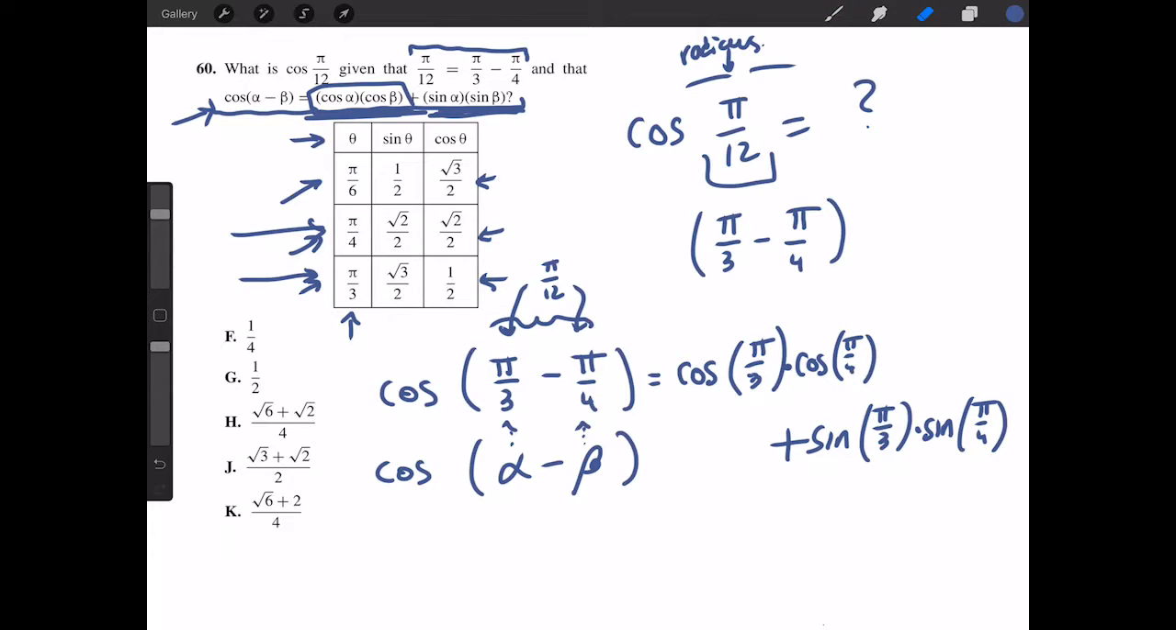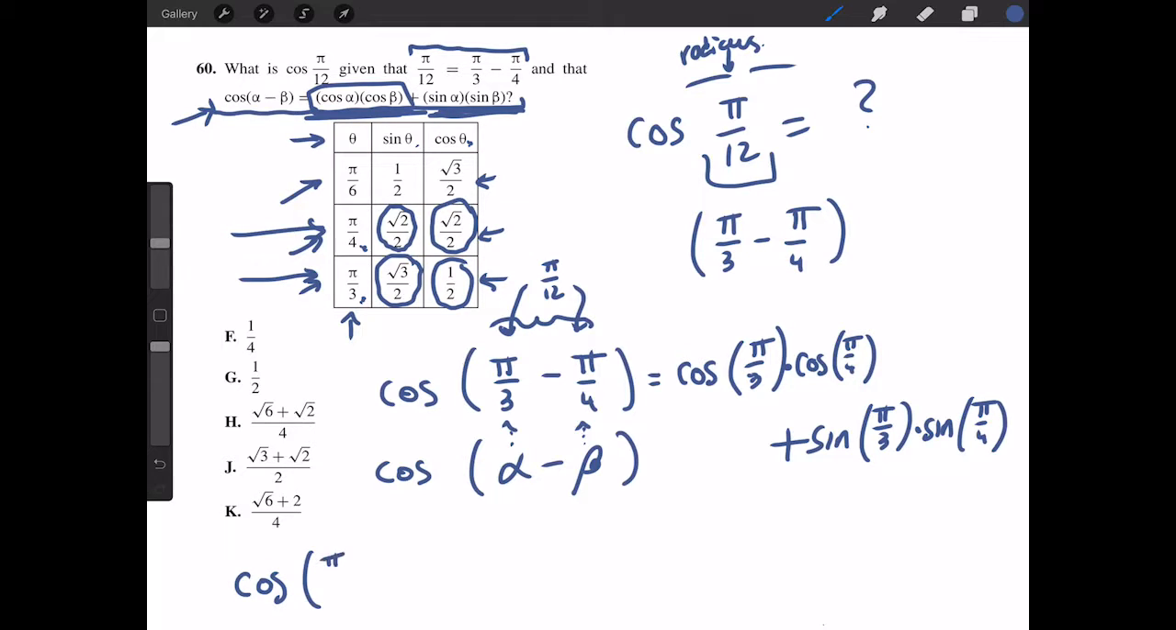Now if you're wondering, well, why is that going to be helpful? It's going to be extremely helpful because we know what cosine of pi/3 is equal to. Cosine of pi/3 is equal to 1/2. We know what cosine of pi/4 is. Cosine of pi/4 is square root of 2 over 2. We know what sine of pi/3 is. Sine of pi/3 is square root of 3 divided by 2. And sine of pi/4 is square root of 2 divided by 2.